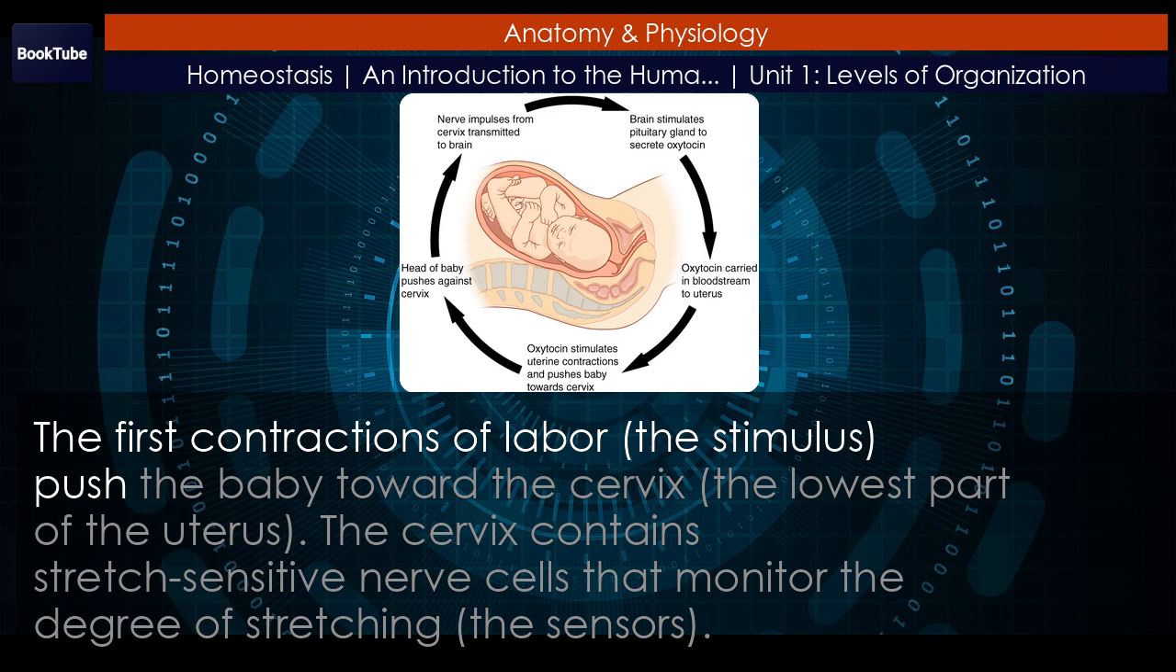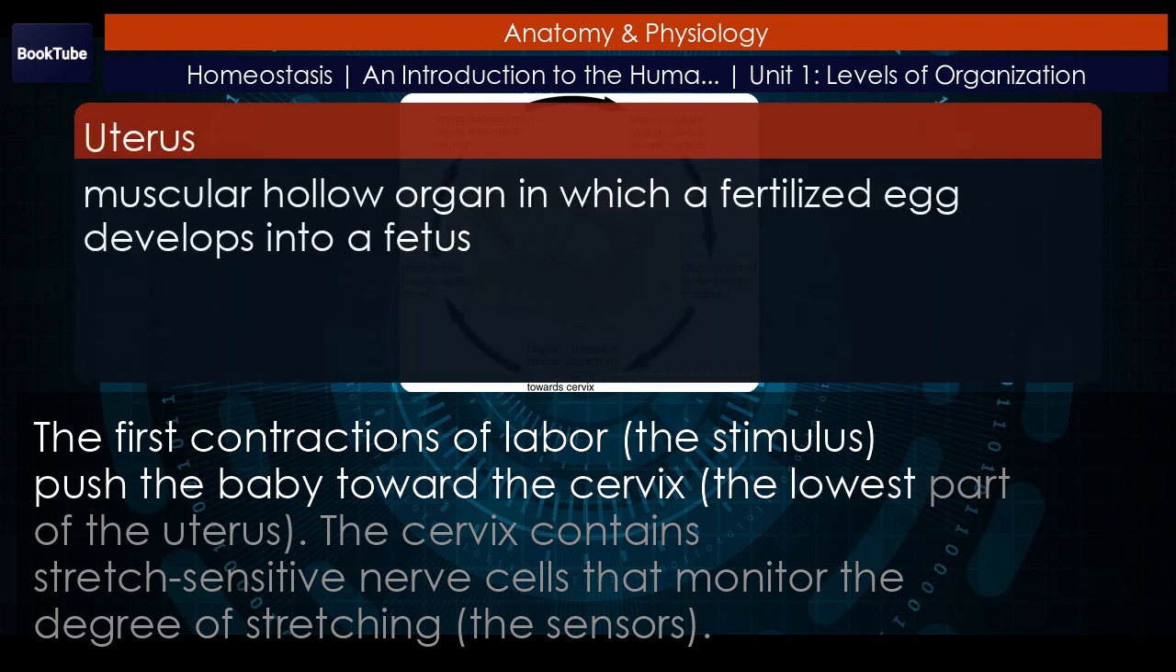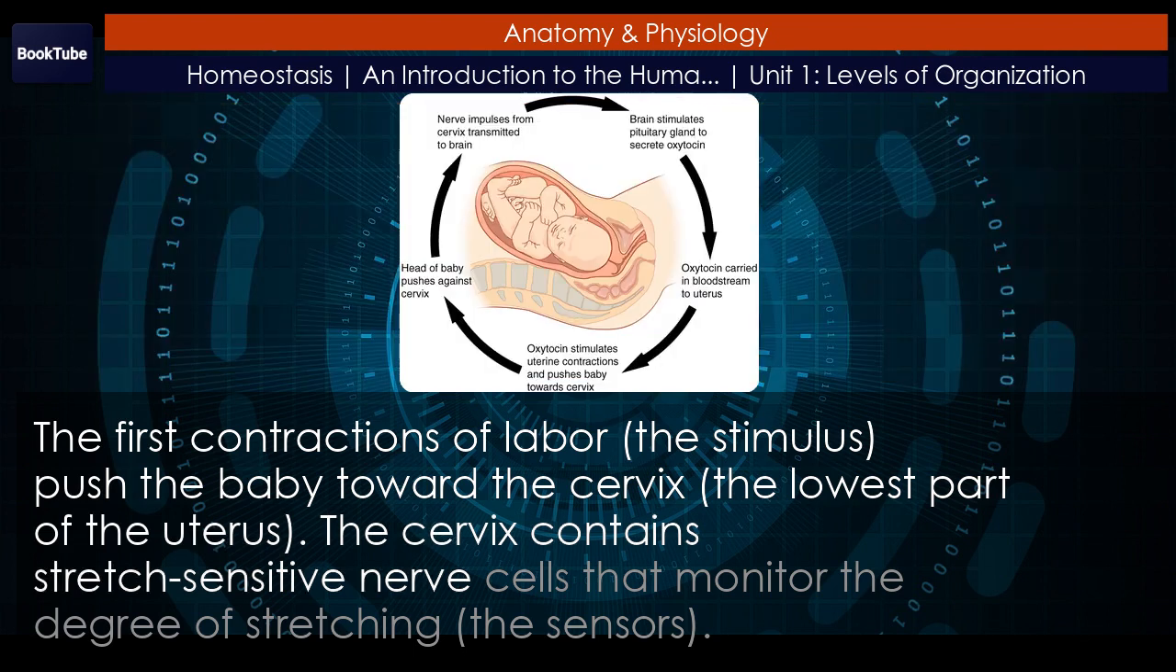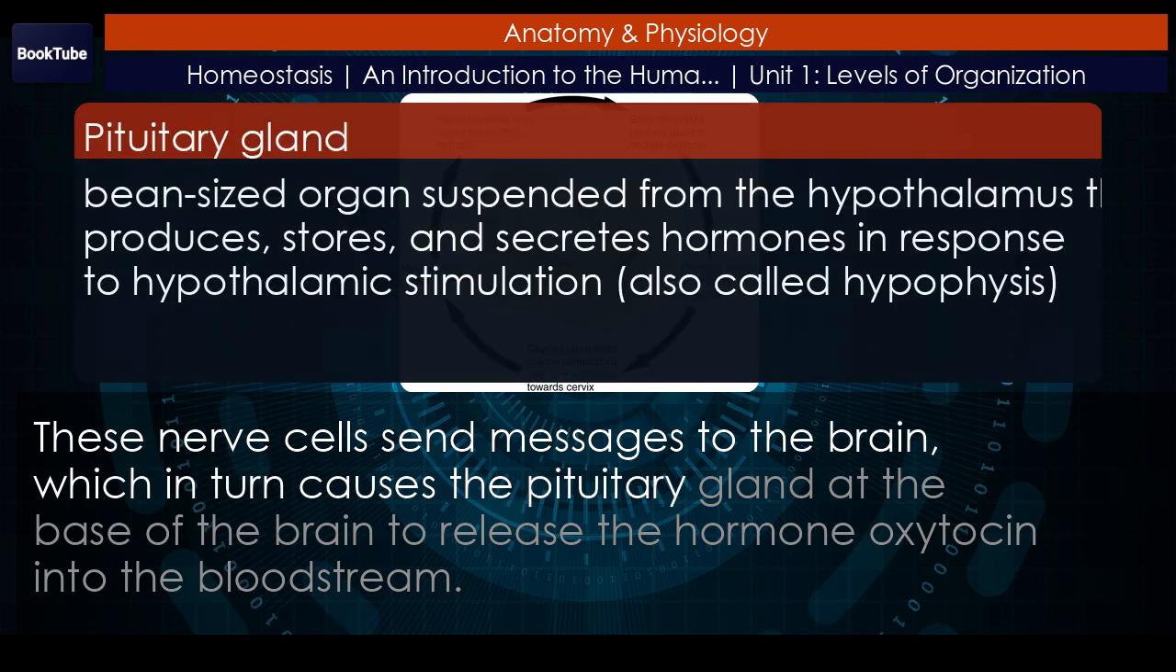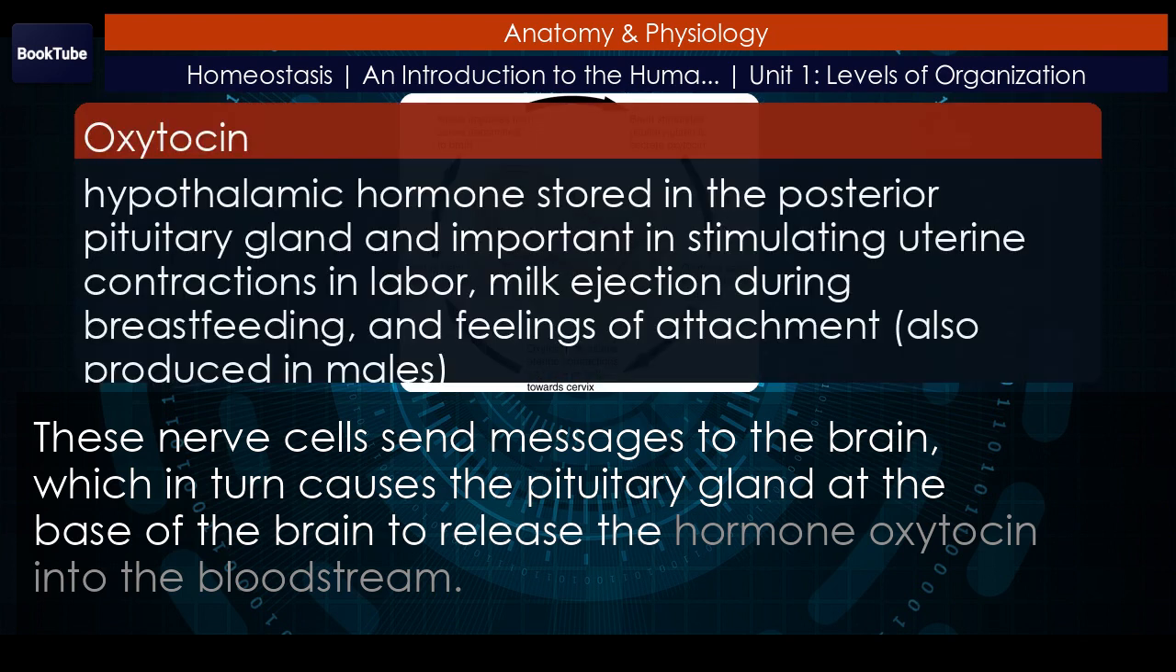The stimulus. Pushing the baby toward the cervix, the lowest part of the uterus. The cervix contains stretch-sensitive nerve cells that monitor the degree of stretching. The sensors. These nerve cells send messages to the brain, which in turn causes the pituitary gland at the base of the brain to release the hormone oxytocin into the bloodstream.